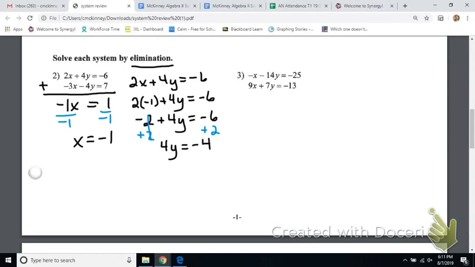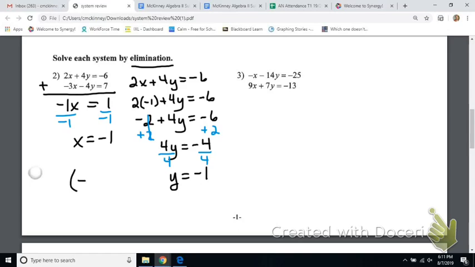So opposite signs subtract, bigger number wins. Divide by 4. Hopefully you know those sign number rules. If you're a little sketchy on those, be sure you utilize the calculator. You can use a calculator on the quiz, so please use that to your advantage.